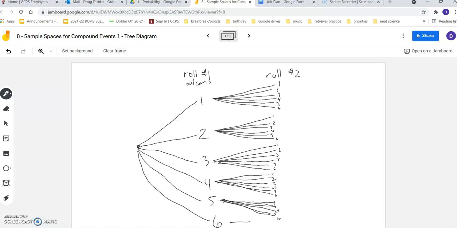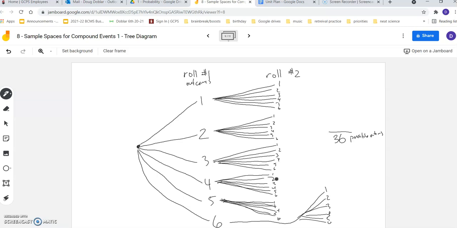And if I roll a 6 first, I'm going to have to go like over here. I could get a 1, a 2, a 3, a 4, a 5, and a 6. Lots of possible outcomes here. You can probably see how many, right? There are 6, 12, 18, 24, 30, and 36. So there are 36 possible outcomes here when I roll 2 dice.